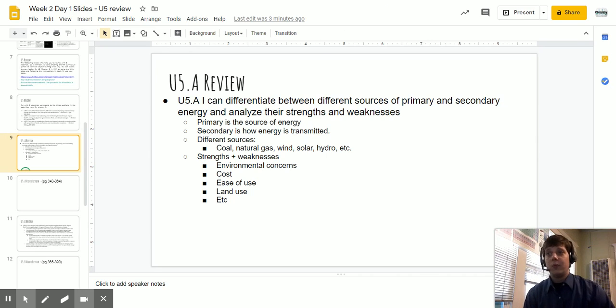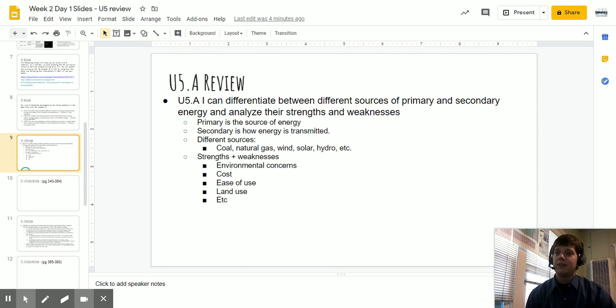So in 6.1, we should be talking about this standard, which is: I can differentiate between different sources of primary and secondary energy and analyze their strengths and weaknesses. So we're going to talk about how primary is the source of the energy, and we'll give some examples as we go through. Secondary is how the energy is transmitted.